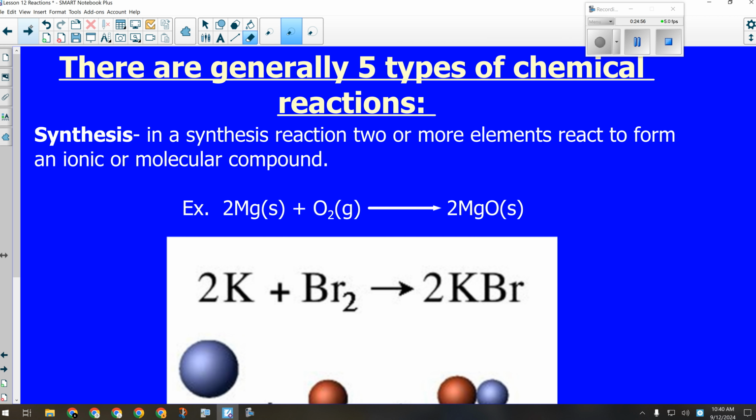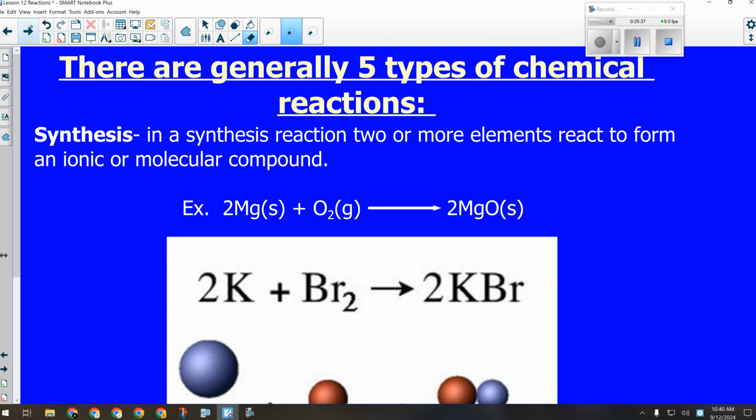I am joining 2 elements together to form a compound in a simple whole number ratio. If you don't have the notes printed, this is definitely something you want written down, including the 2 examples that are there on the board. So in the simplest form of a synthesis reaction, which is what we'll deal with most of the time, two elements combine to form a compound.